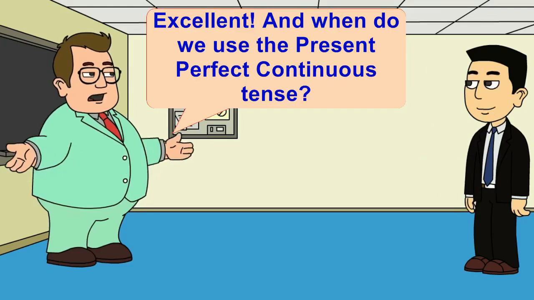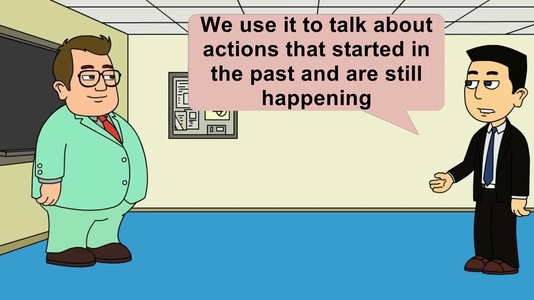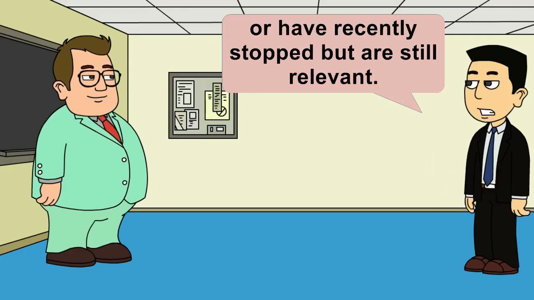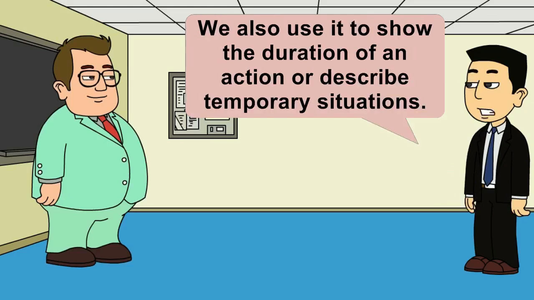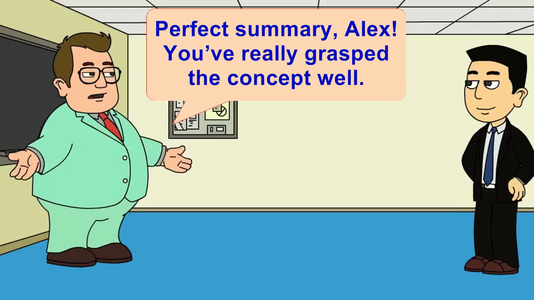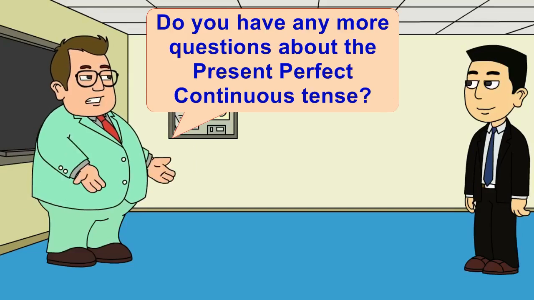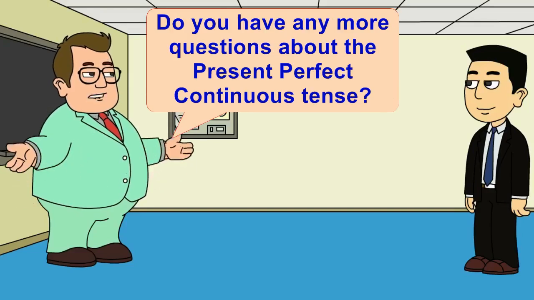Excellent. And when do we use the present perfect continuous tense? We use it to talk about actions that started in the past and are still happening or have recently stopped but are still relevant. We also use it to show the duration of an action or describe temporary situations. Perfect summary, Alex. You've really grasped the concept well. Do you have any more questions about the present perfect continuous tense?